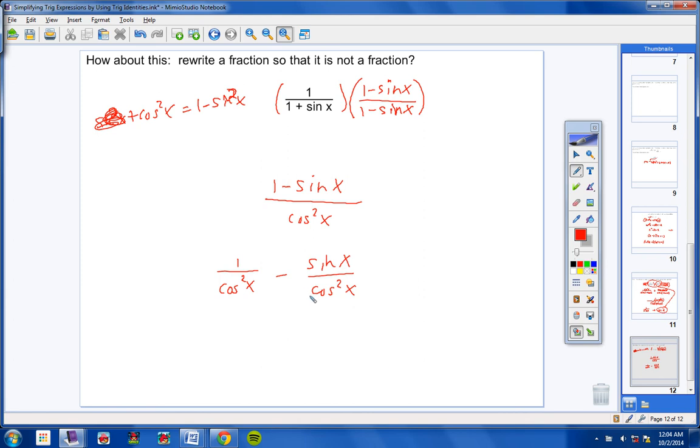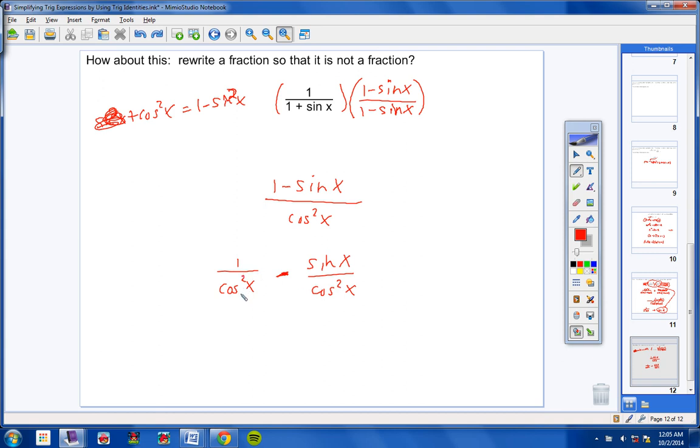Now, let me show you real quick, students, what I did here. If you were to take these two fractions and go backwards here and subtract them, look, you have a common denominator. You would get this, 1 minus sine x. So we just took a fraction and went backwards. And now you say, well, Mr. Earhart, 1 over cosine squared.